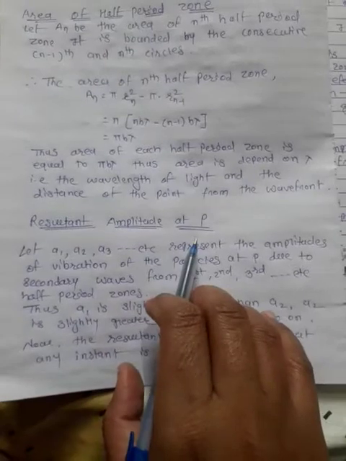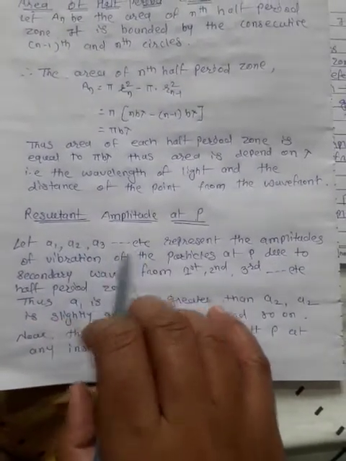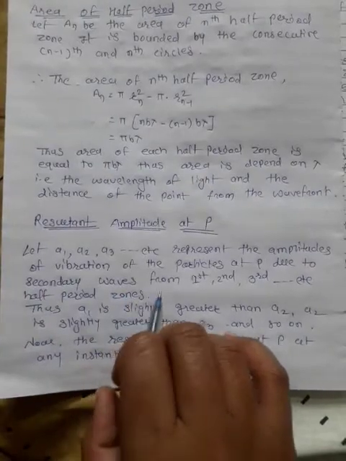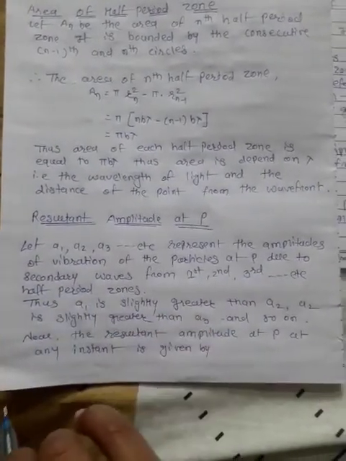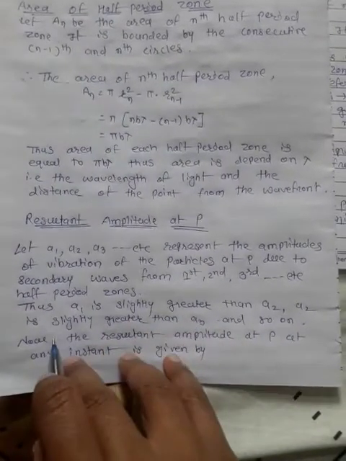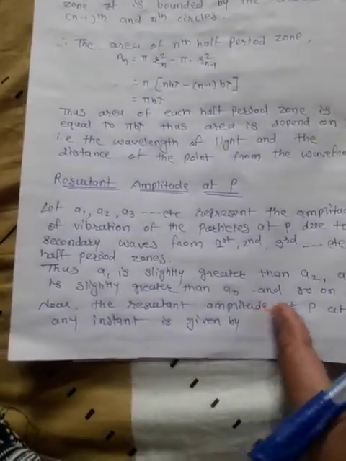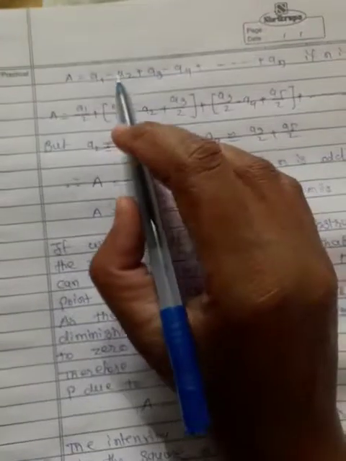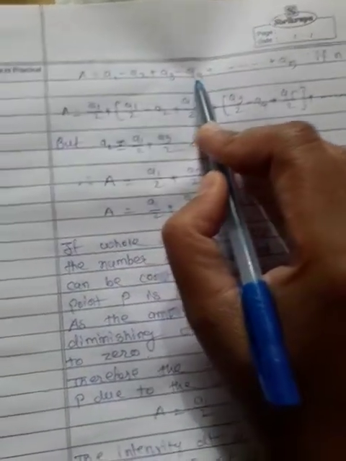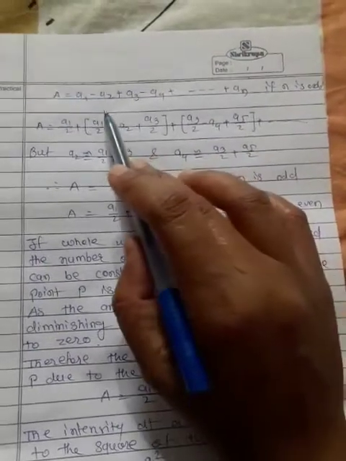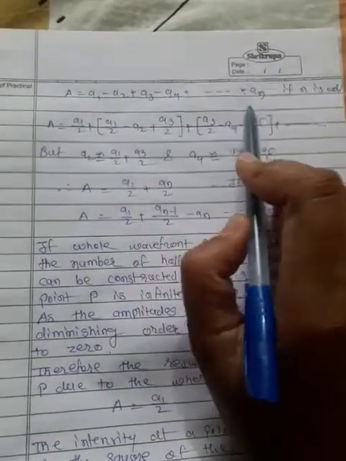The resultant amplitude at P: let A1, A2, A3 and so on represent the amplitude of the vibration of the particles at P due to the secondary waves from the first, second, third and so on half period zones. Thus A1 is slightly greater than A2, A2 is greater than A3, A3 is greater than A4, and so on. In this way we get decreasing amplitudes. Thus the resultant amplitude at point P at any instant is given by A1 minus A2 plus A3 minus A4, where alternate zones contribute negative values. If n is odd, we get A1 minus A2 plus A3 minus A4 and so on.